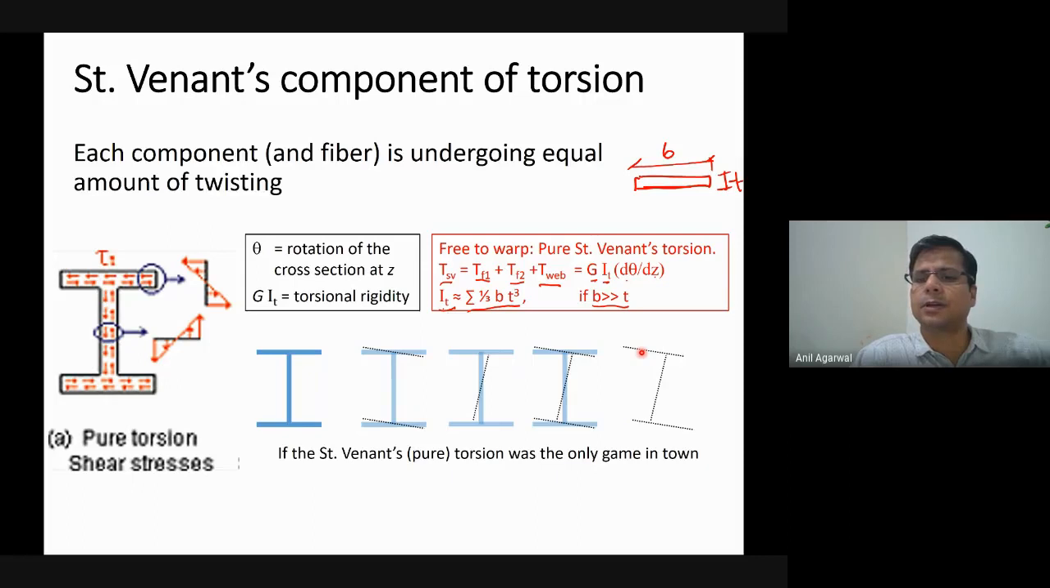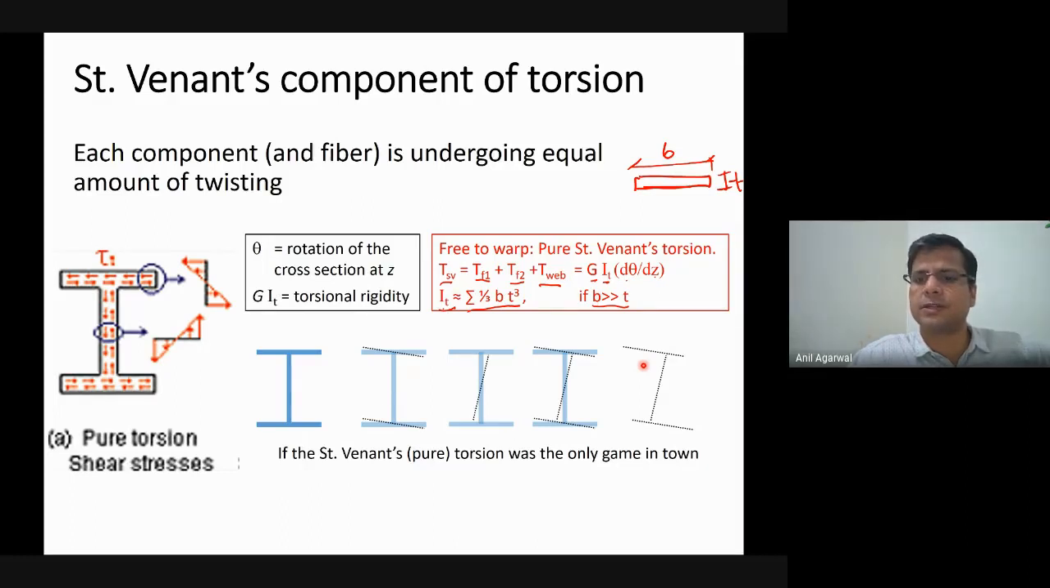What is the problem here? The web will not be connecting to the flanges where they were connecting before. That means there is a displacement compatibility problem, because the web has to be detached from the flange and rotate independently. But that is not how the cross section behaves. The cross section behaves as if the web still remains connected to the flange at the same location where it was connected. So that clearly means that if we consider Saint-Venant torsion as the only type of torsion resistance, then this kind of compatibility issue will arise.